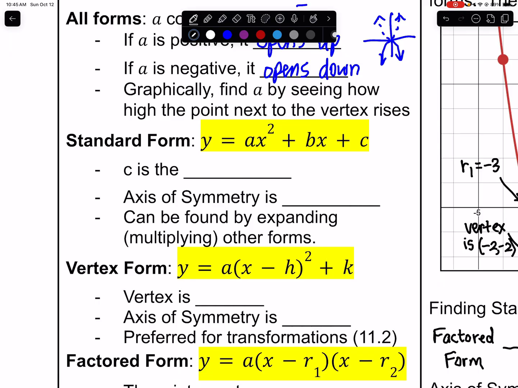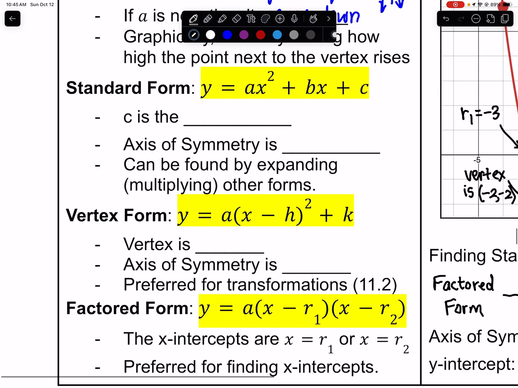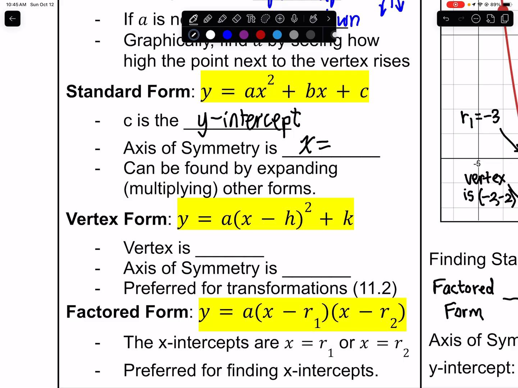Standard form. We're familiar with standard form, right? C is the y-intercept. That's why we like standard form, because the y-intercept is readily available right at the end. The other forms don't have that. The axis of symmetry isn't too bad. Negative b over 2a. And if you want the vertex, it's that as the x value, and you have to plug that in to find y. So that's actually pretty stubborn.